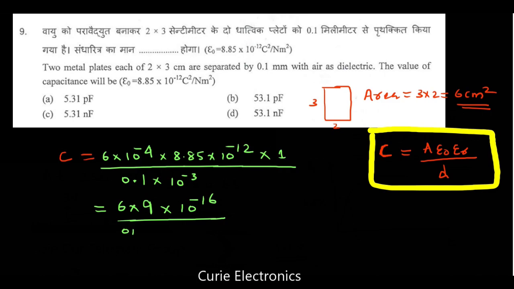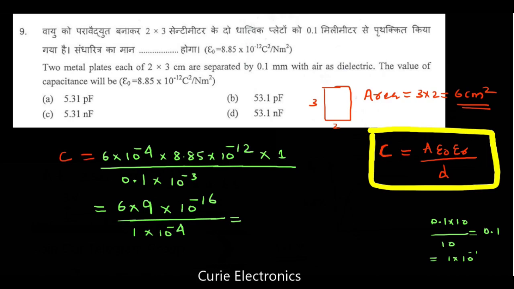0.1 we can multiply by 10 and divide by 10. If I multiply by 10, it will become 1. If I divide by 10, it becomes 10 to the power minus 1. This is how I wrote this: 0.1 multiplied by 10 divided by 10. So multiply by 10, I will get 1 on top. This 10 I will take to the numerator, so it becomes minus 1. So I will add this minus 1 with the minus 3. So it becomes 1 multiplied by 10 to the power minus 4.